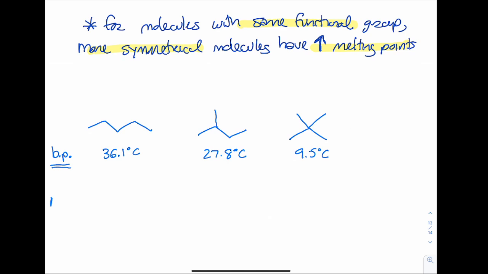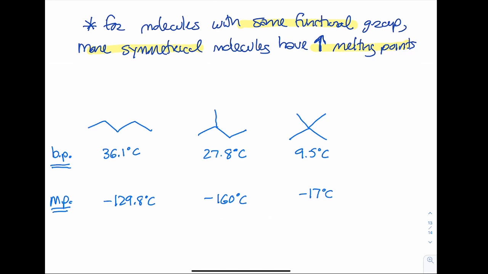If I look at the melting points for these, however, the one on the right is my more symmetrical molecule. So that one actually has the higher melting point. So the melting point for this one, a negative 17 degrees Celsius. The one in the middle, a negative 160 degrees Celsius. And the first one, a negative 129.8 degrees Celsius.